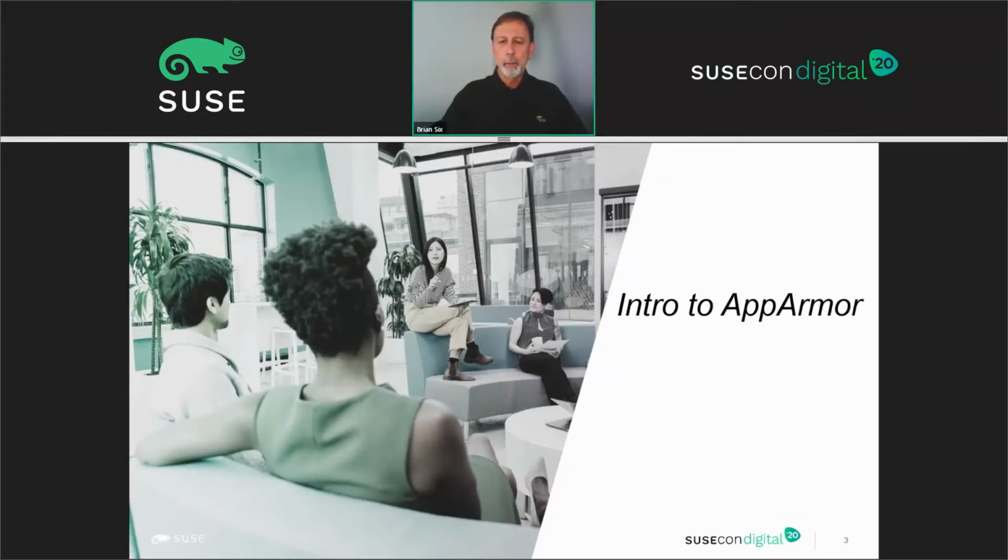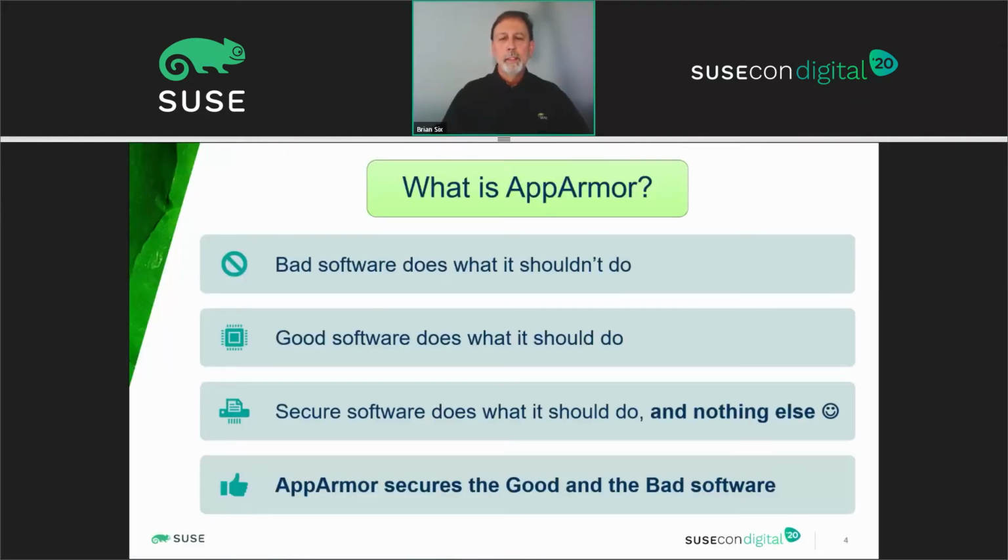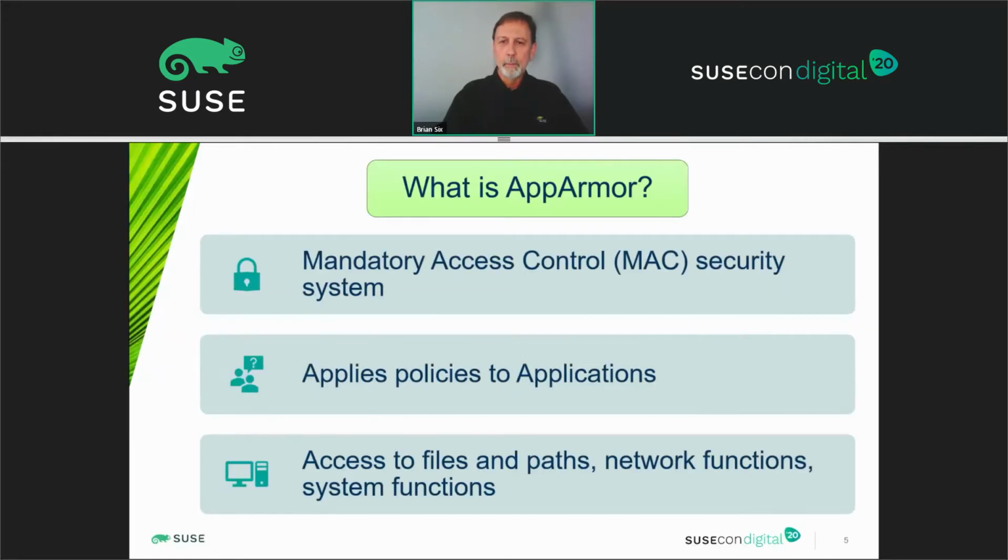So, an intro to AppArmor. Bad software does what it shouldn't do, and good software does what it should do, but secure software does what it should do, and it should do nothing else. And that's the important key here. AppArmor secures both the good and the bad software, allowing the administrator to define and control what those applications can and cannot do. And that's the goal for AppArmor.